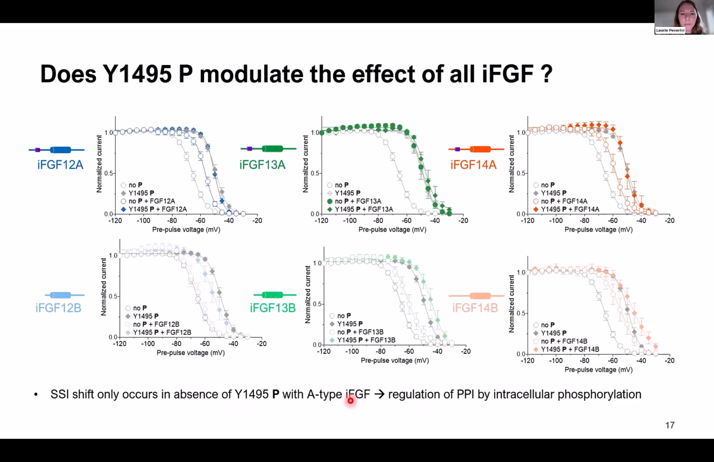So this experiment demonstrates that this steady state inactivation shift only occurs in the absence of the phosphorylation at Y1495 with A-type FGF. It highlights the regulation of a protein-protein interaction by these intracellular phosphorylations. To say it in other words, this phosphorylation seems able to regulate the effect of FGF on NaV1.5 in a switch-like manner. On the non-phosphorylated NaV1.5, the switch is on, it has an effect. On the phosphorylated NaV1.5, the switch is off and it doesn't have an effect on steady state inactivation.